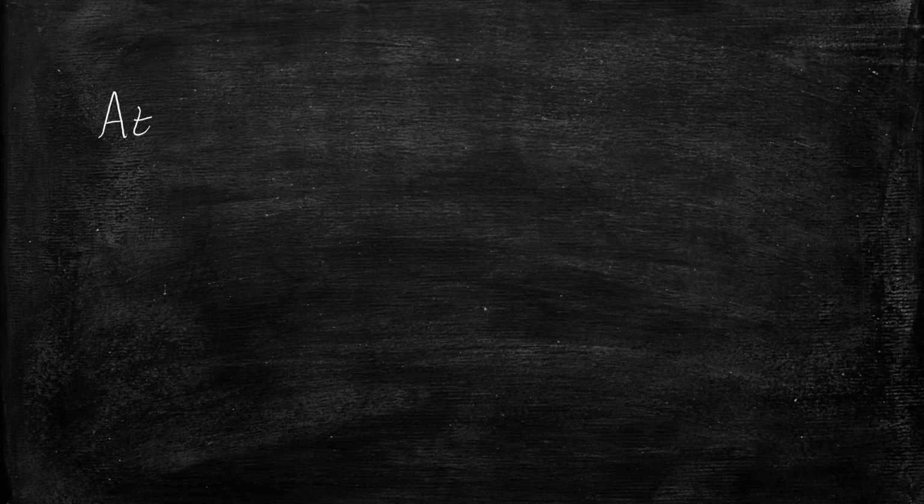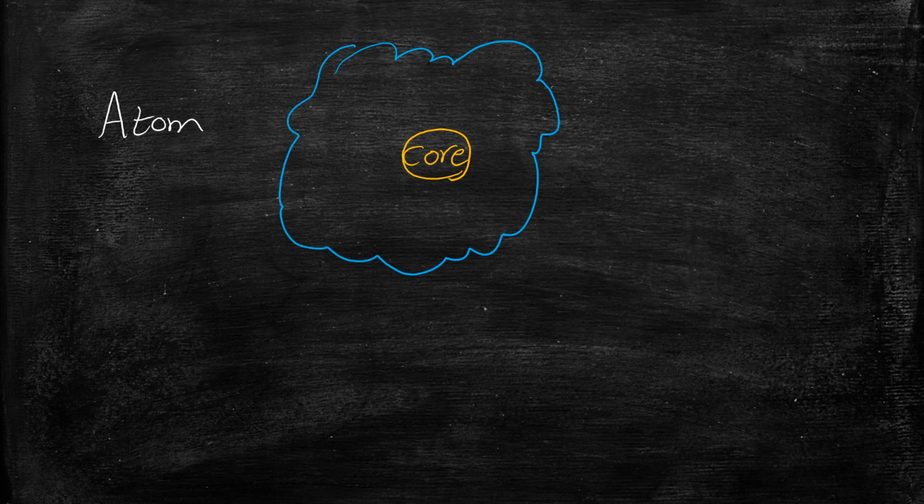Now let's take a deeper look at the atom. Atoms can be divided into two parts. One is the core, which is located at the center of the atom, and the other part is a cloud of electrons around the core. Scientists mostly refer to the core as the nucleus. Nucleus is a Latin word and has the same roots as the word kernel or nut. So the nucleus is at the center of the atom and is surrounded by a cloud of electrons.